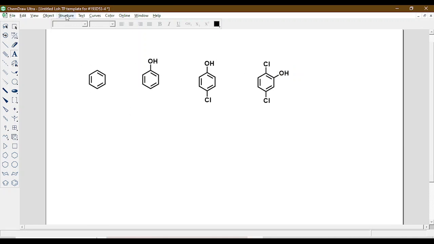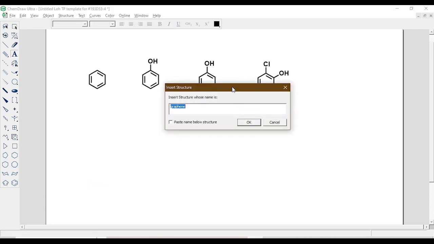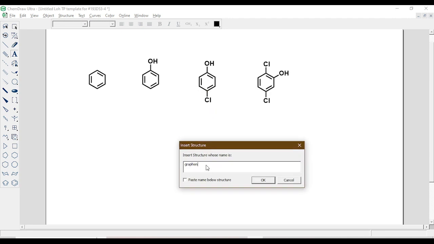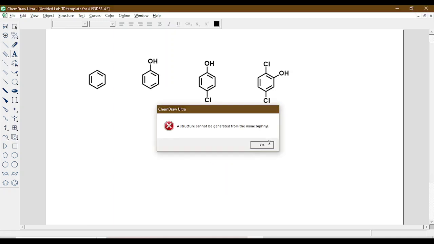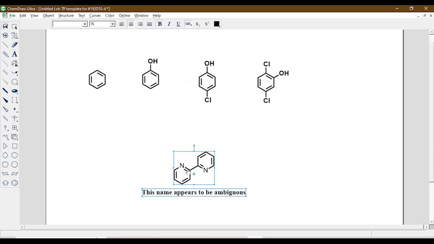Suppose you do not know the chemical structure but you just know the name. For that, you go to structures, and there is an option called convert name to structure. Let's say I'm going to have here name to structure. I'm going to give, let's say, biphenyl. There was a mistake, it seems. So I'm typing bipyridine. So let's see. Yes. So this is how it came.